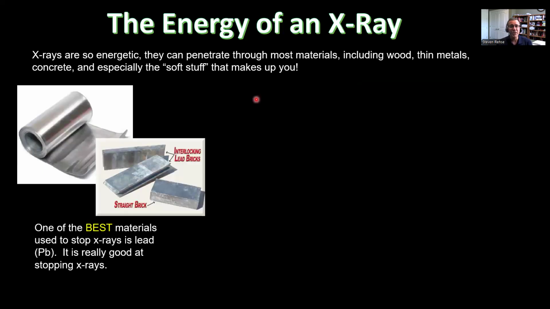There are a few things that X-rays don't go through very well, and one of those is lead. One of the best materials used to stop X-rays is actually lead. So here's a picture of coiled up lead sheeting, and here are some interlocking lead bricks you can use to build a lead wall. Lead is really good at stopping X-rays. It's super useful that we know that, because if we want to use X-rays as a useful tool, we also want a way to stop them and make sure the X-rays don't go where we don't want them to go.